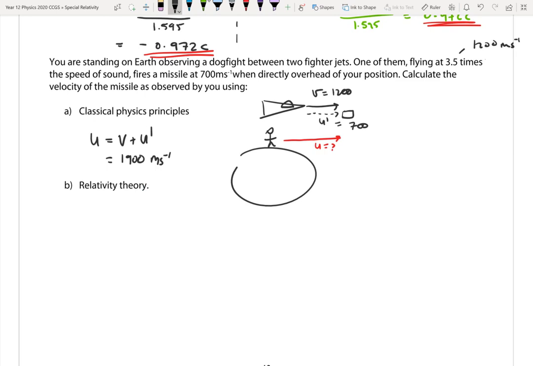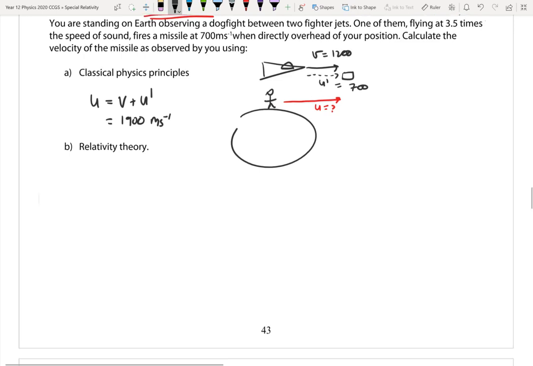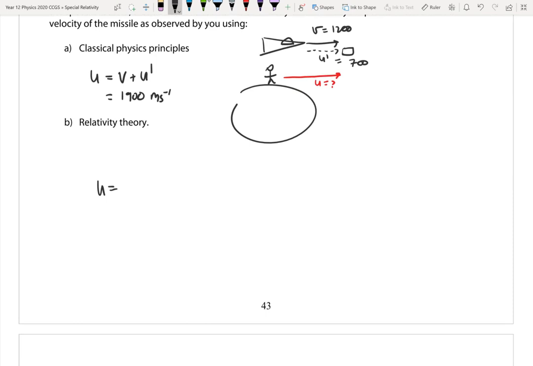You'll find the denominator is going to be so close to 1 that it's not going to change, because our V and U prime are nowhere near the speed of light. So let's just have a look. We'll go U equals V plus U prime over... Now in this case, let's use metres per second, because if you convert these to C, it's going to be 0.00000. So it doesn't matter whether your numerator is a very small decimal of C or your denominator is a huge number.